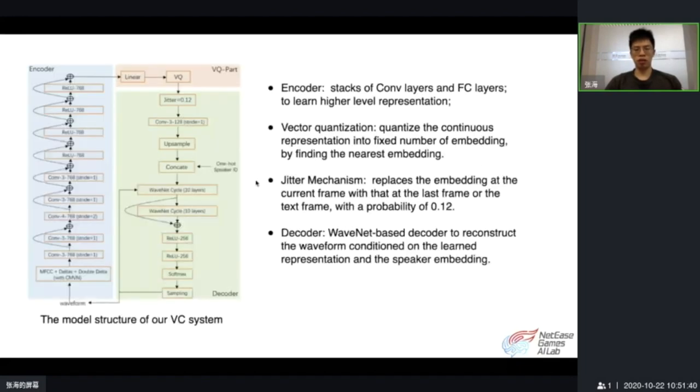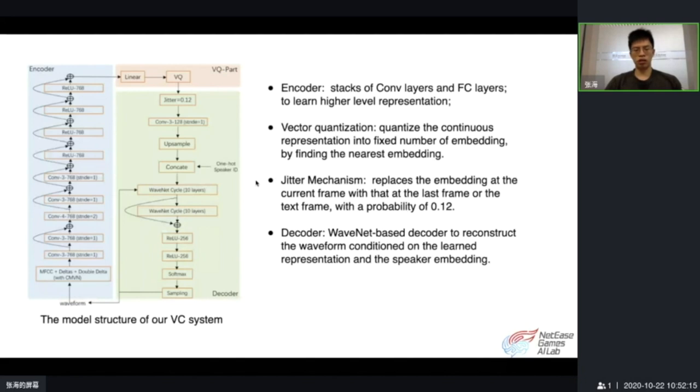Our system mainly consists of four parts. The first part is the encoder, which consists of stacks of convolutional layers and fully connected layers, aiming to learn the high-level representation from the input features. The second part is the vector quantization part, which quantizes the continuous representation into a fixed number of embeddings by finding the nearest embedding.